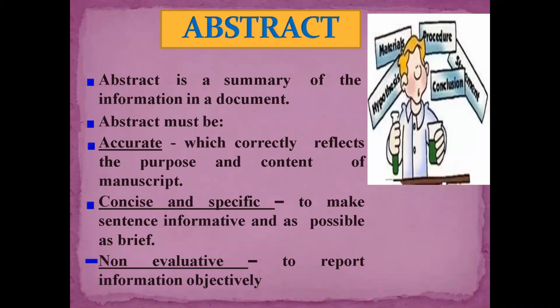The next is the abstract. It should be a summary of the information in a document, the overall what is done. So usually very limited characters should be used here, sometimes 250 or 500 characters, and it's an overall summary. And in the abstract, none of the figures, tables, all those things should be used.